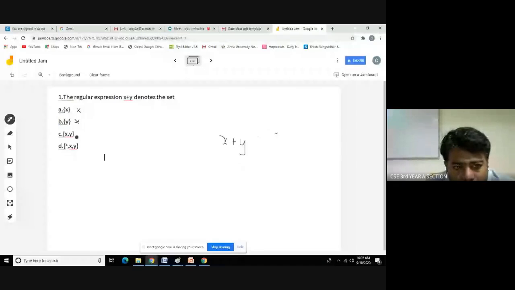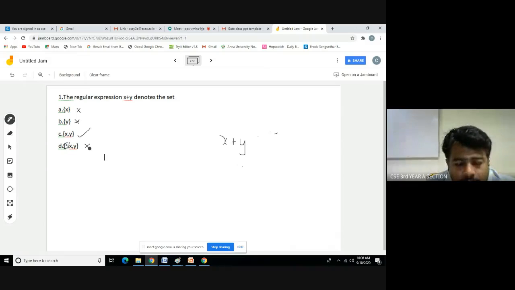Why? Because my question is x plus y, which is nothing but our union concept. Under the union concept, I can read either the input symbol x or the input symbol y, so I can denote the set as x comma y. What is the fourth option? It includes the epsilon symbol. Epsilon can be included only if the Kleene closure concept comes in, so the fourth option is also wrong.